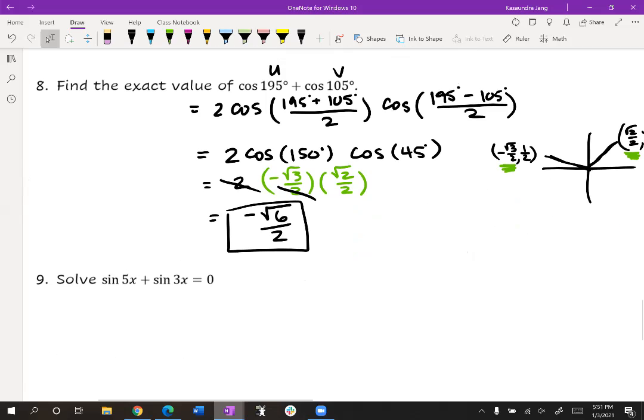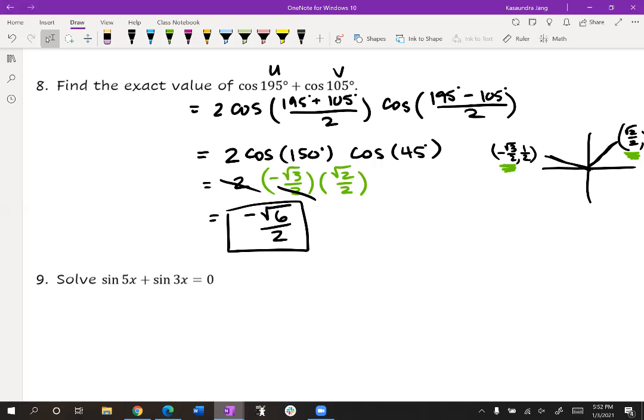All right, and the last one. Solve this sine of 5x plus sine of 3x equal to 0. Because it's equal to 0, that's usually when I do factoring and stuff. I don't think I can factor anything out though. My sine of 5x and my sine of 3x, they both are sines, but I can't really factor that out.